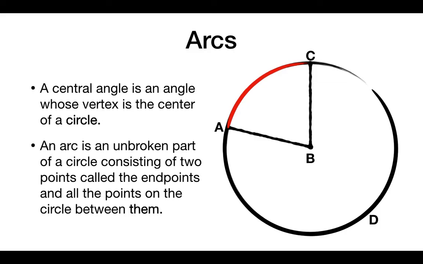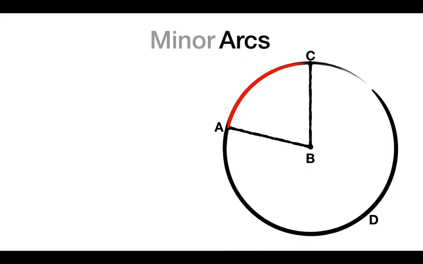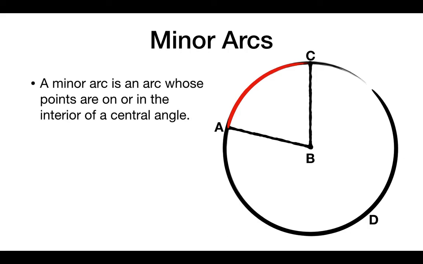Now, there are a few different types of arcs. We're going to first talk about minor arcs. Knocking this one out of the park. A minor arc is an arc whose points are on or in the interior of a central angle.